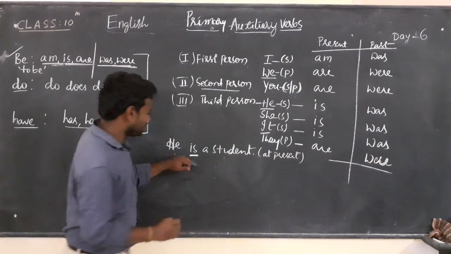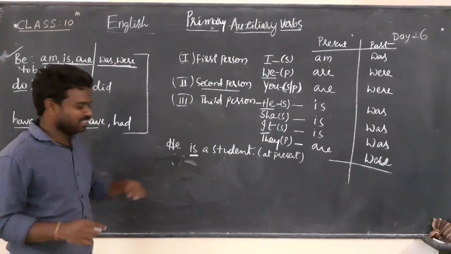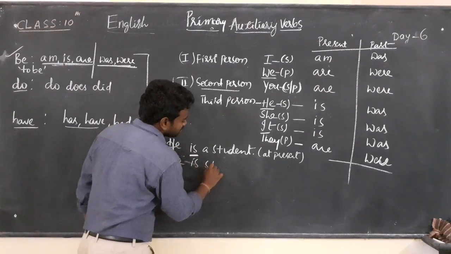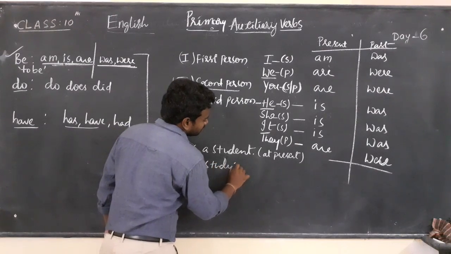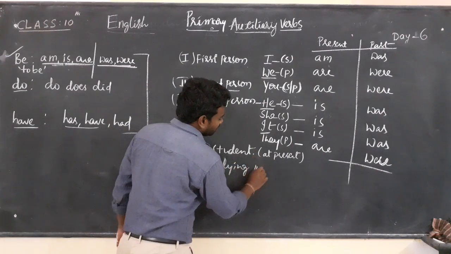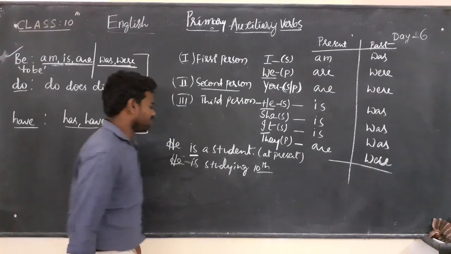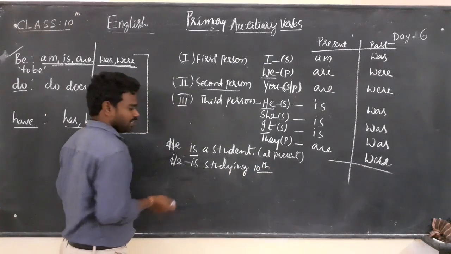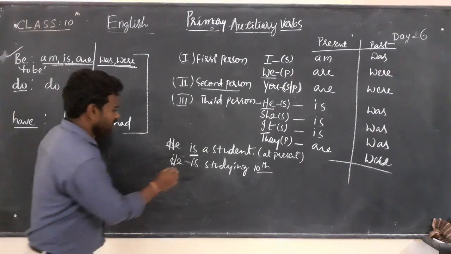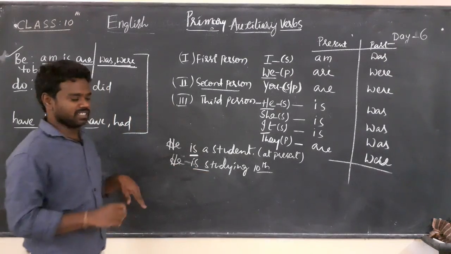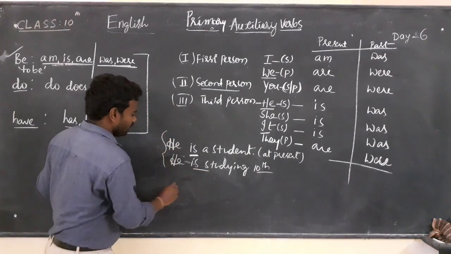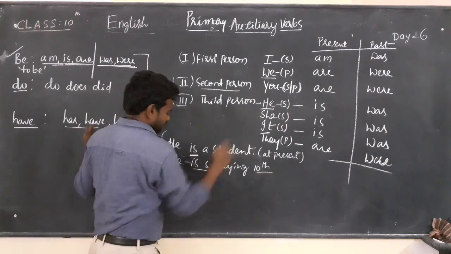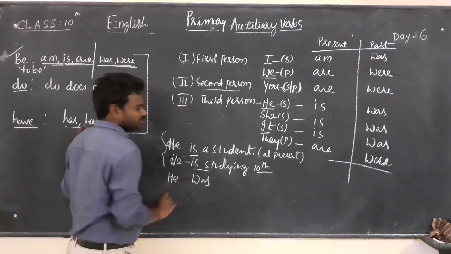So for example, if I say he is a student at present, that means what? He is studying, maybe 10th standard. So he is studying 10th class, or he is studying 10th standard. So he is studying, at present. Now if I use the same example, was, I already talked about, right?